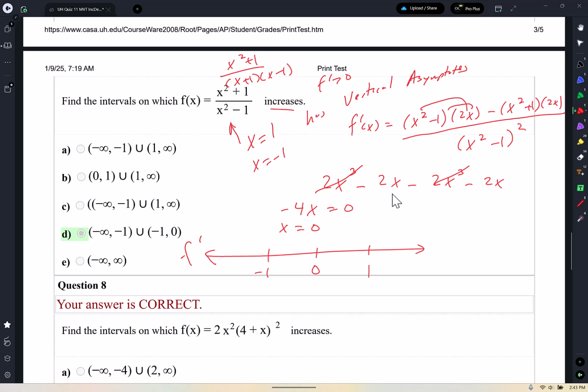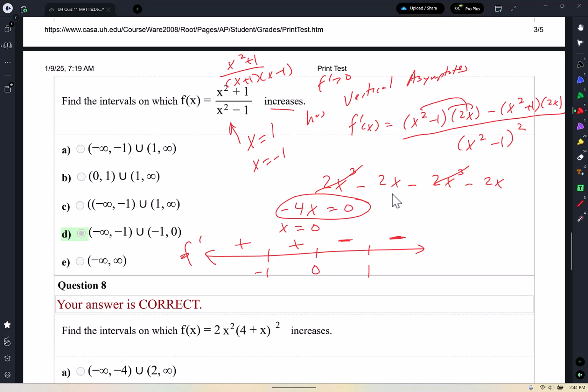Okay, ready? All I'm doing is plugging into this one. Actually, you just focus on the -4x. You don't care about the denominator. The denominator is always squared, so it's always positive. If I choose a number to the left of -1, like -10, negative times the negative is a positive. Put a plus. If I choose a number between -1 and 0, like -0.5, negative times the negative is again a positive. If I choose a number like 0.5, negative times the positive is a negative. And if I choose another number bigger than 1, like 10, -4 times 10, that's a negative.